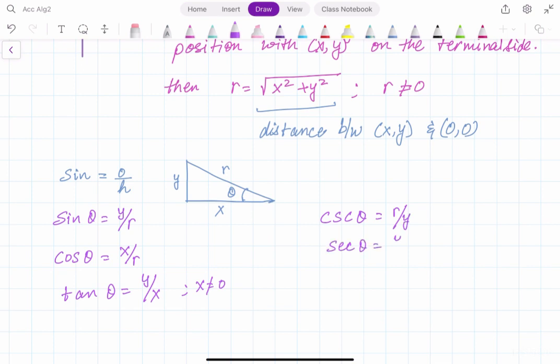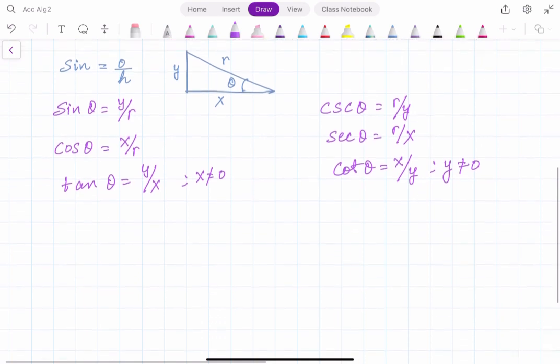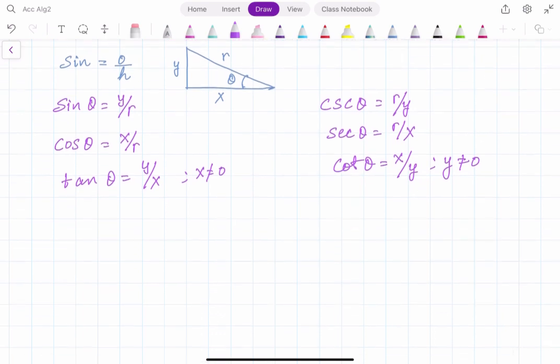Now we can quickly write all the counterparts. Cosecant is the reciprocal of sine. Secant is the reciprocal of the cos function. And cot is the reciprocal of the tangent function. We need to be careful wherever there is a denominator that the denominator should not be equal to 0.